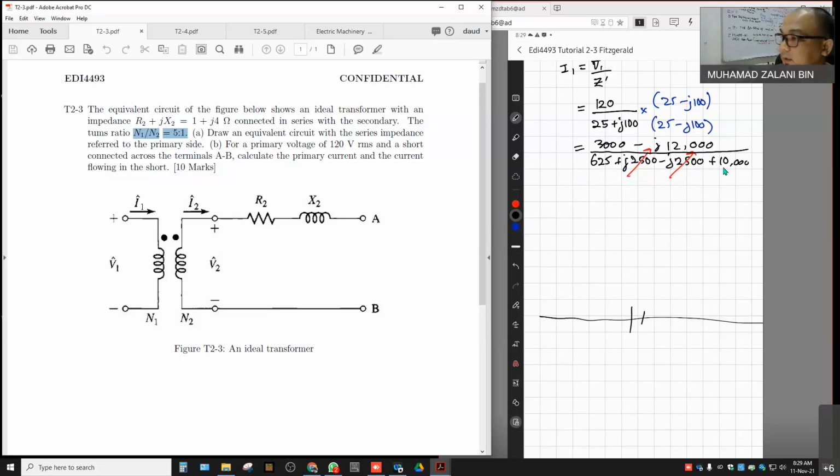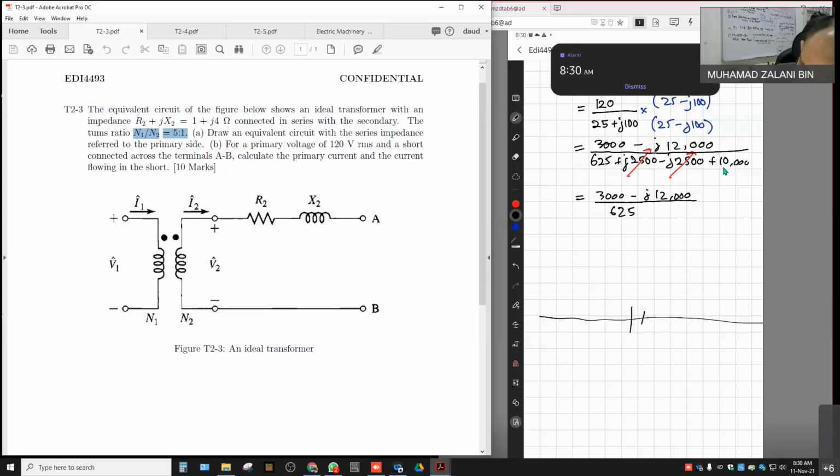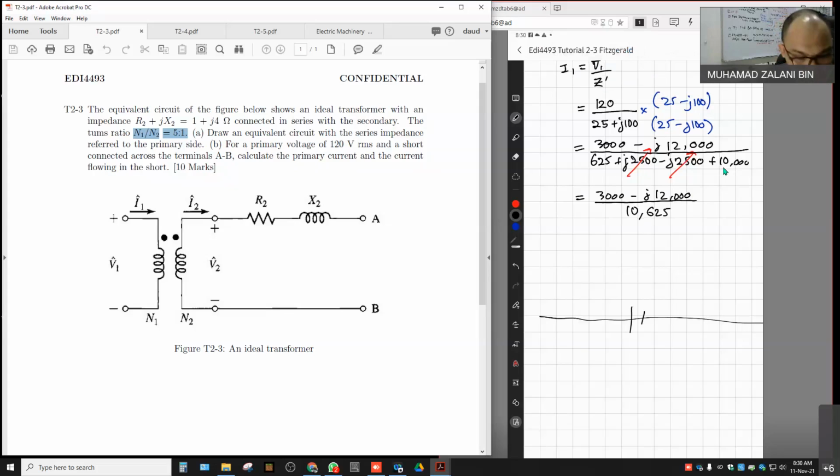Tinggal lagi yang ni tambah yang ni. So we'll do it like this. 3000, untuk yang atas dulu 3000 minus J12,000. Itu kekalkan. Kita tulis balik yang bawah. Plus 10,000 is 625 and 625. Okay.